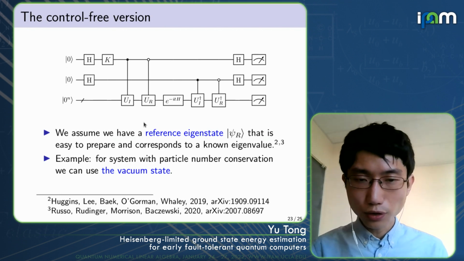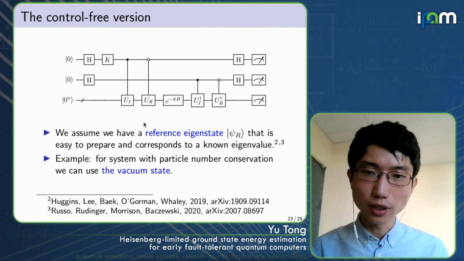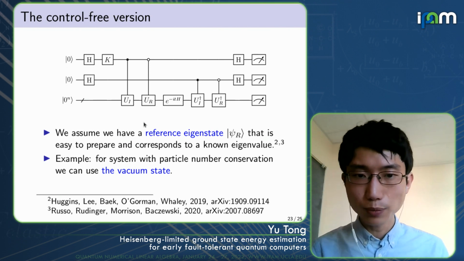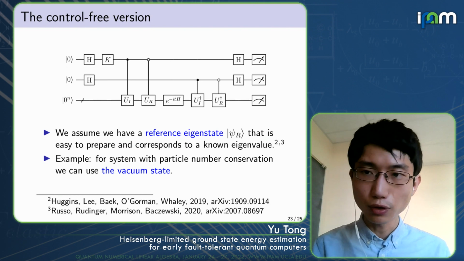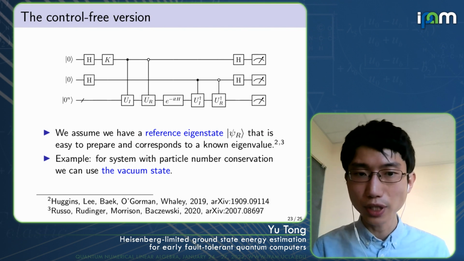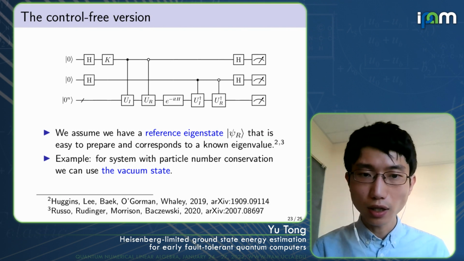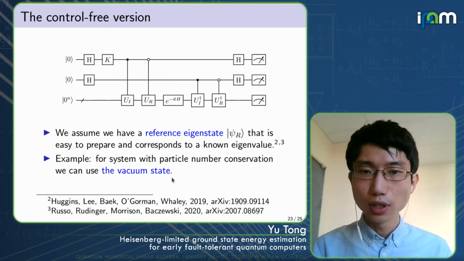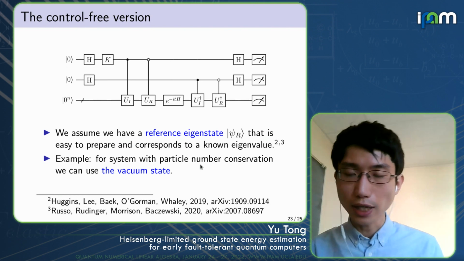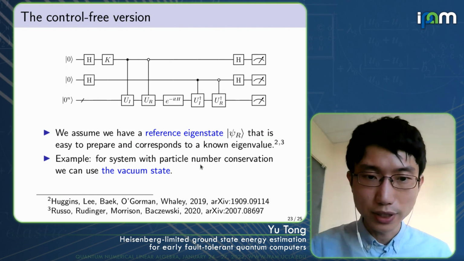This kind of reference eigenstate is generically not easy to find, but if we restrict ourselves to the quantum chemistry case where we have particle number conservation, one candidate is readily available, which is the vacuum state. So this is actually really nice for the quantum chemistry setting.